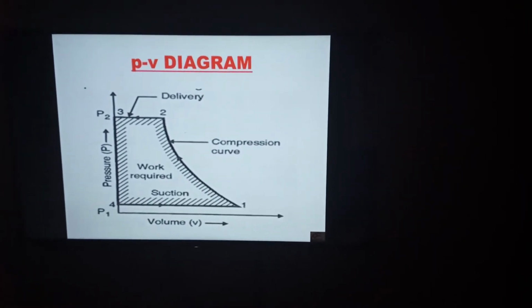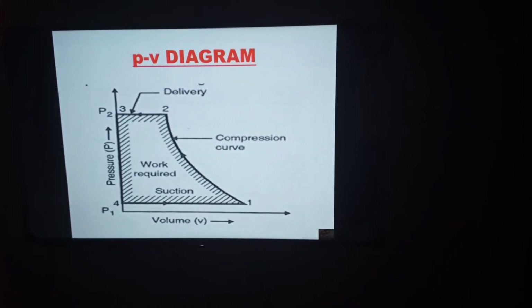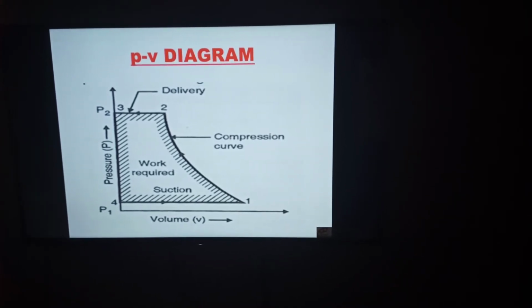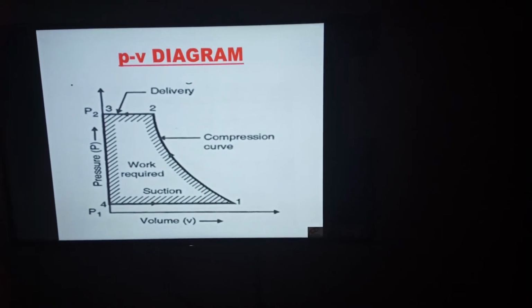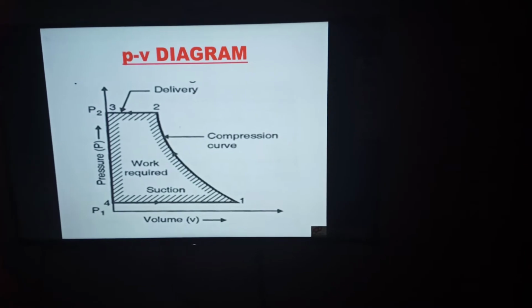Till now, we are not discussing anything about clearance volume. First, initially we will study the working of a reciprocating air compressor without clearance volume. So this PV diagram represents the reciprocating air compressor without clearance volume.